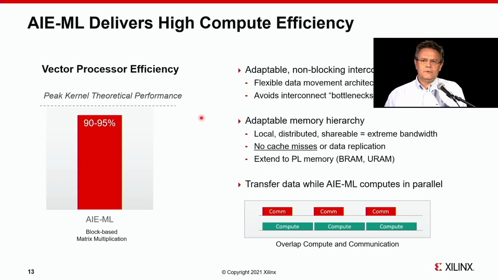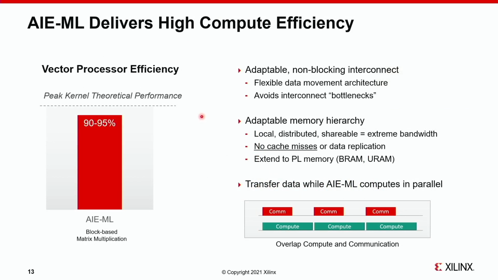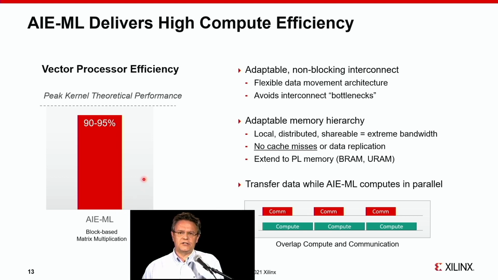Now, let me wrap up a bit on the AI/ML architecture. The main goal of this slide is to show the key architectural features that make this architecture high compute efficiency. The first one, as I said before, is the VLIW vector processor. Again, the instruction set and microarchitecture are optimized for achieving high efficiency. This example shows a particular matrix multiplication kernel where it can achieve 90 to 95% of the theoretical peak performance at the core level.